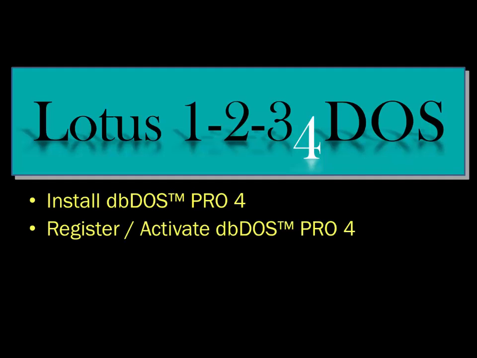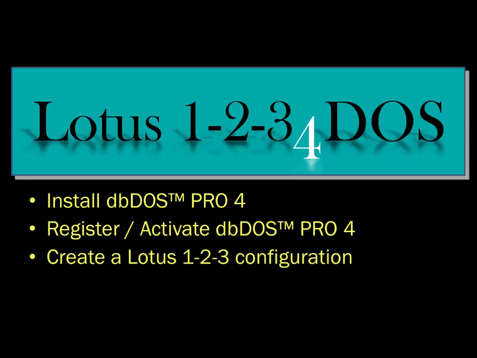After that, you register or activate the dbDOS Pro 4 product. From there, you create a Lotus 123 configuration, which takes about 3 to 4 minutes to complete. After that, you get back to running Lotus 123 on any Windows 64-bit operating system available.